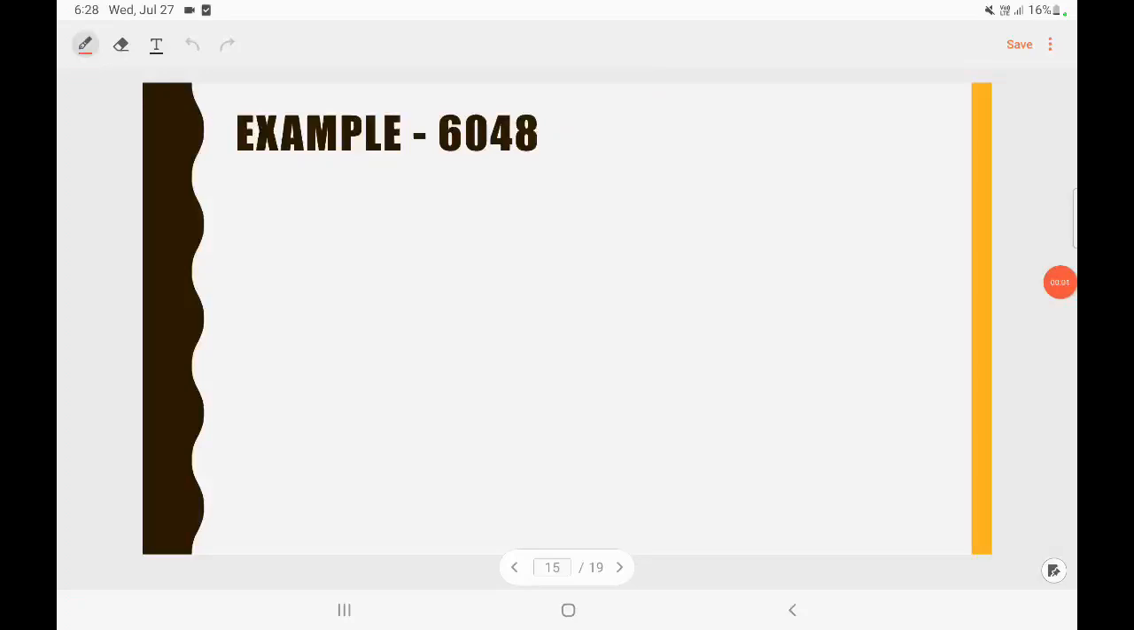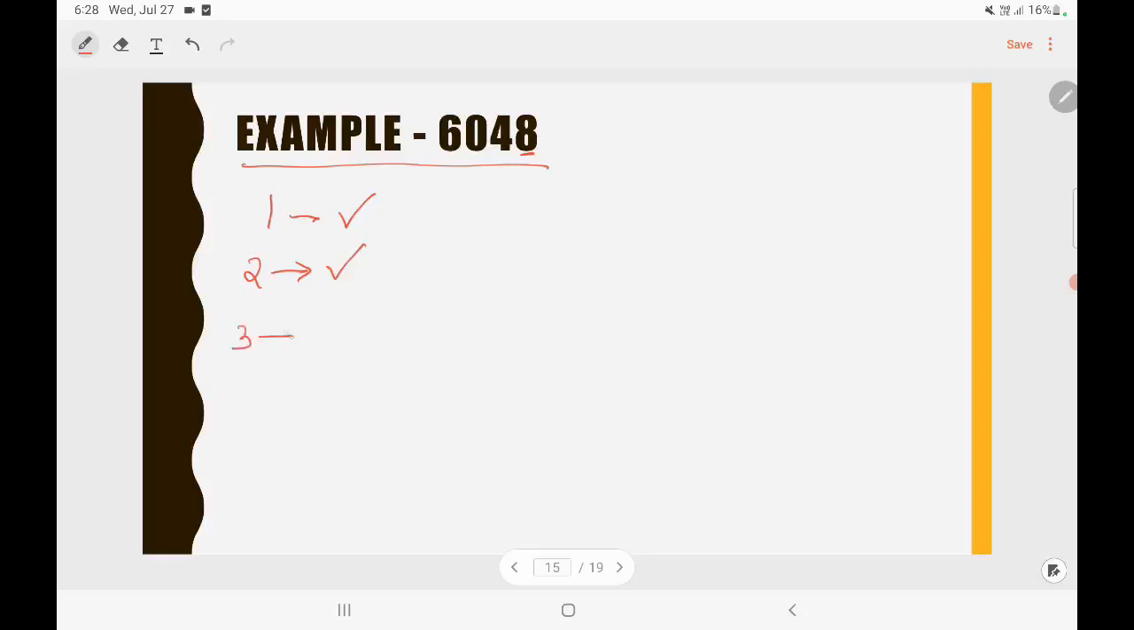Now I am taking an example, 6048, and we will check whether 6048 is divisible by all the numbers that we have learned. So firstly, is 6048 divisible by 1? Yes, because all numbers are divisible by 1. Is 6048 divisible by 2? Yes, because last digit is 8. 8 is an even number. Therefore 6048 is divisible by 2.